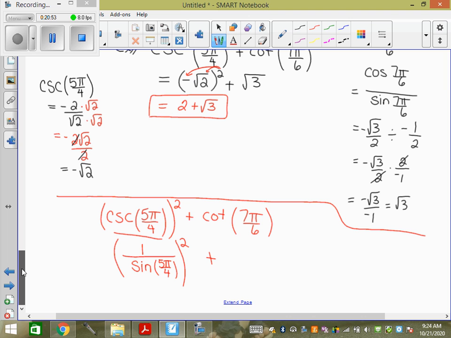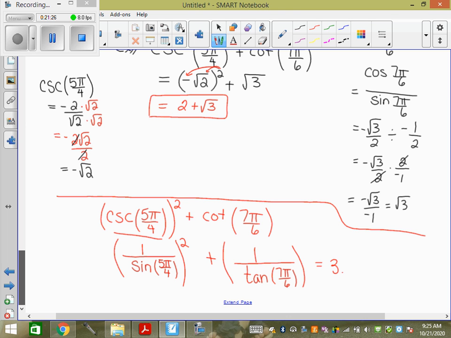Plus, and how do I type in cotan? Some people will say cos over sine. You actually can do that, but there's an easier button: 1 over tan. You have a tan button. But if you type in cos of 7 pi over 6 divided by sine, would that be a problem? That would just be more buttons, so it would be totally fine. But this I can replace with 1 over tan.